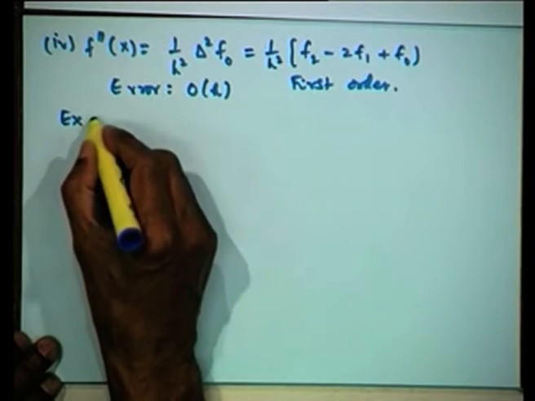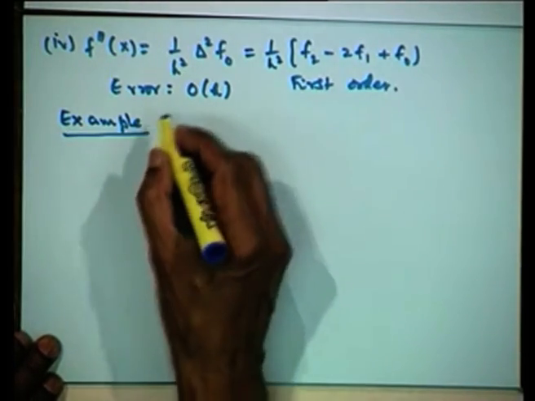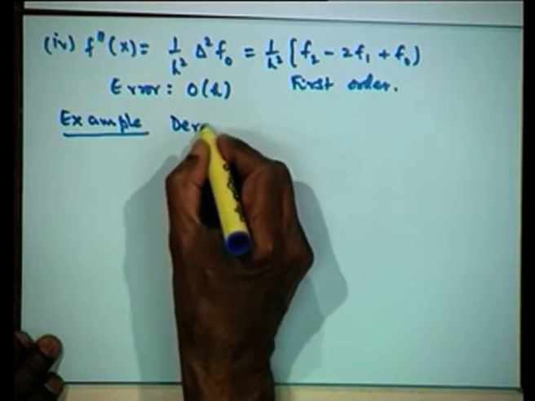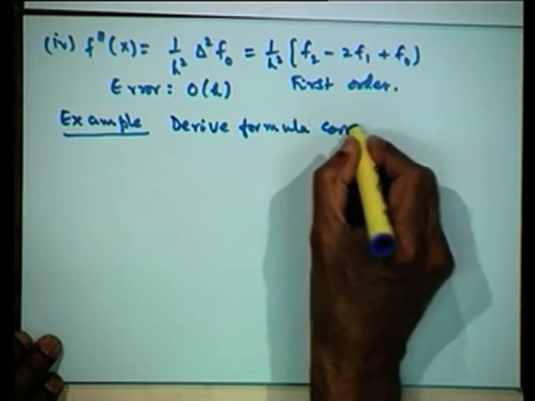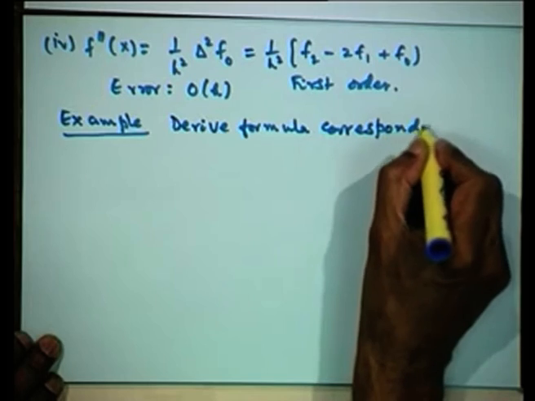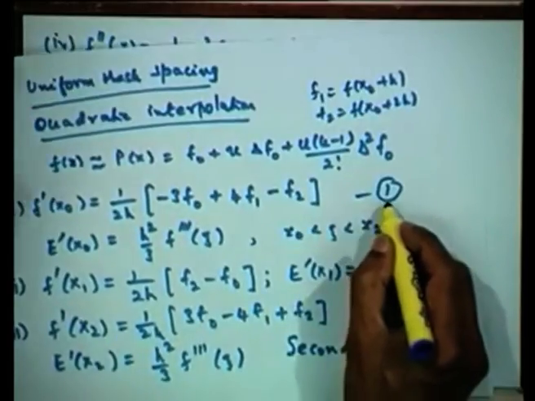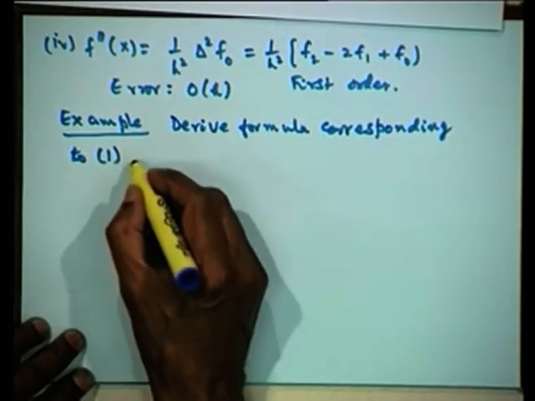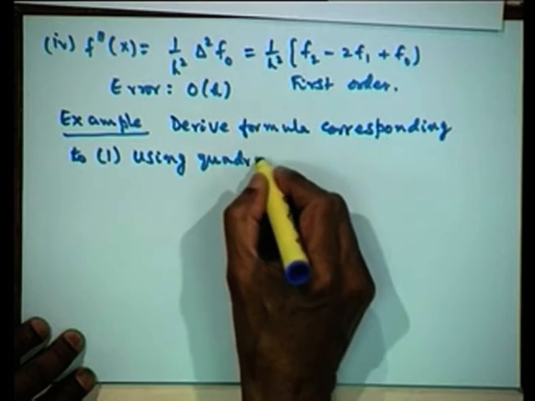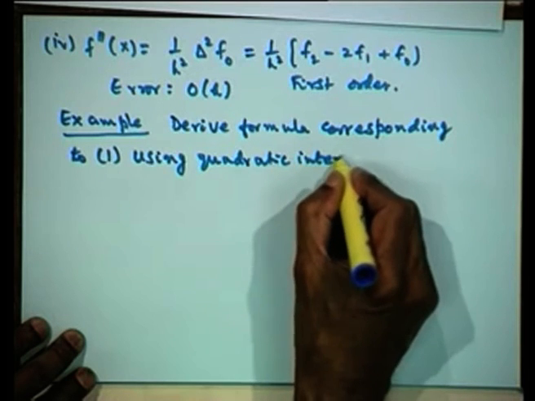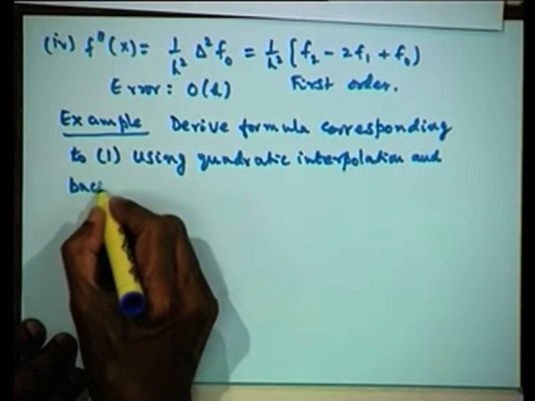Now I will take a simple theoretical example first. Derive the formula corresponding to 1, I mean to say 1 is this particular formula that we have written here, numbered as 1, using quadratic interpolation and backward differences.